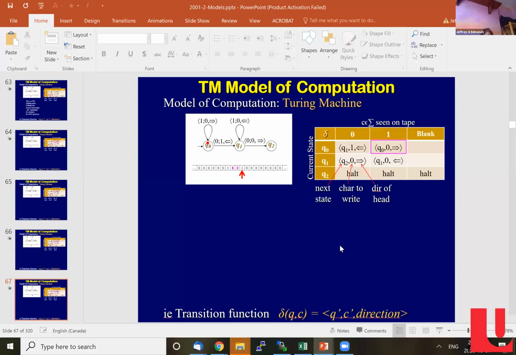And then for each state and each character, you're going to have to tell me three things. If I'm in this state and I'm looking at this character, then what state do I go to next? What character do I write? What direction do I move the head? That's what a Turing machine is. Right?